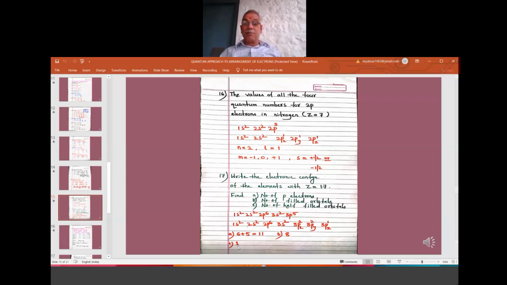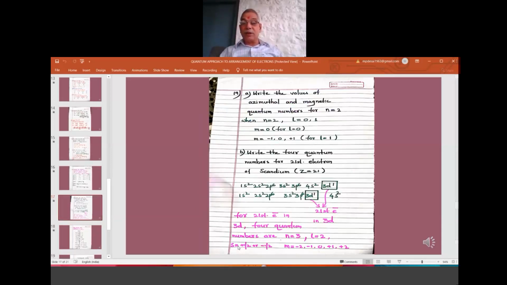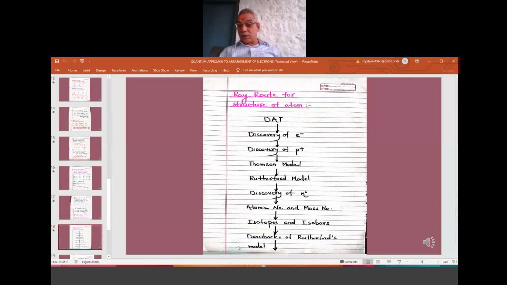Now accordingly, you go through this one. And this one is also very easy for you. I have brought this and written the route of what all we studied in this chapter. First, we started with Dalton's atomic theory.